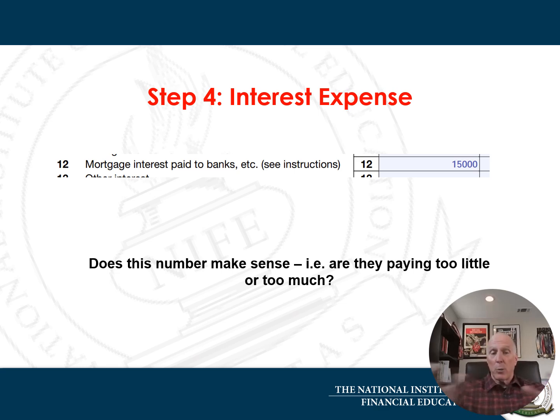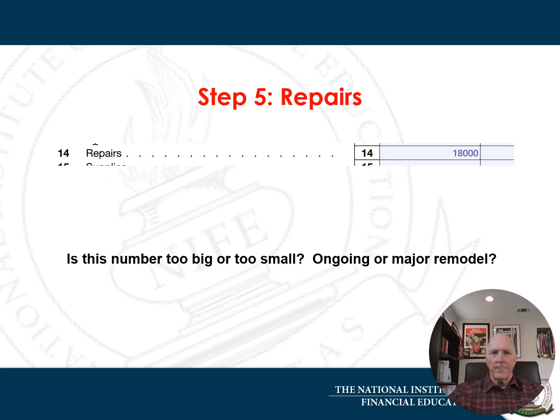The flip side here is, what if there's nothing? What if there's zero expense being reported? Do they not have a mortgage? Is that the right financial move? Could they benefit from some leverage? Once again, just a discussion point.